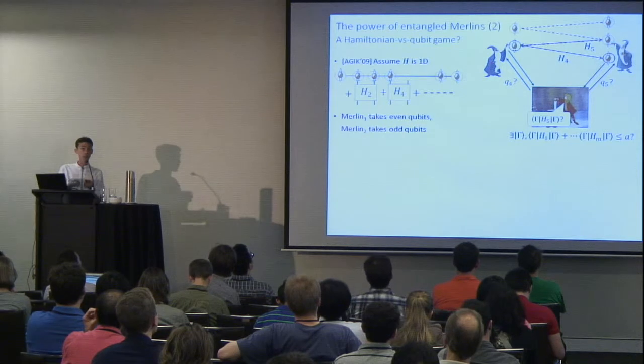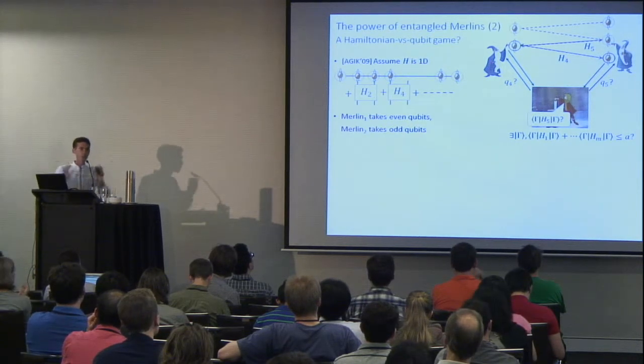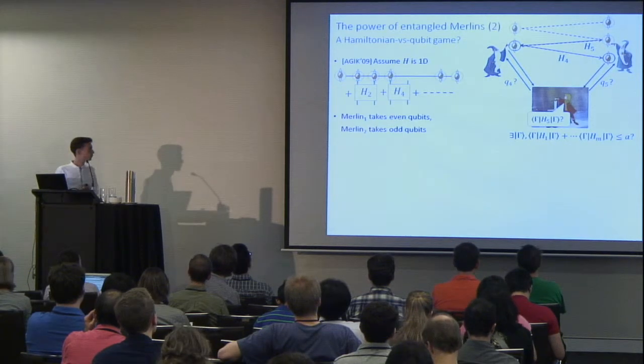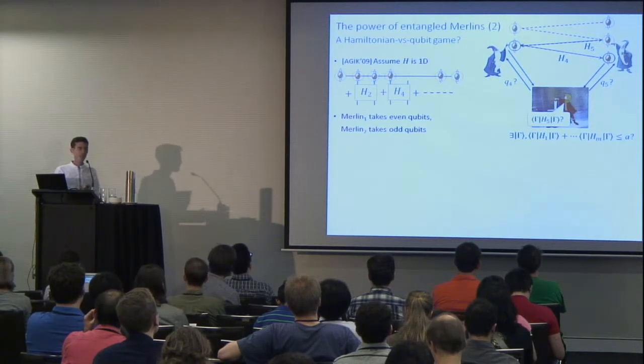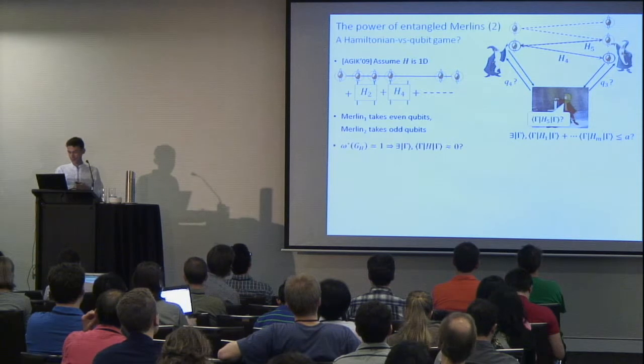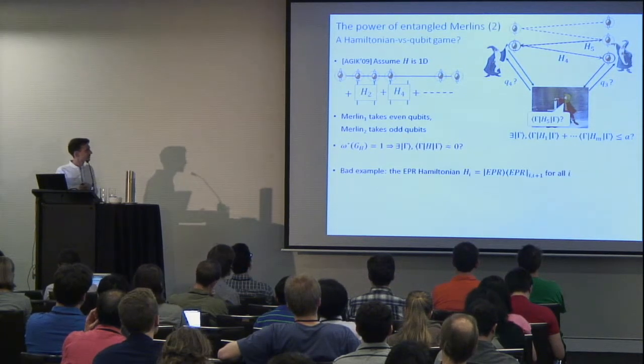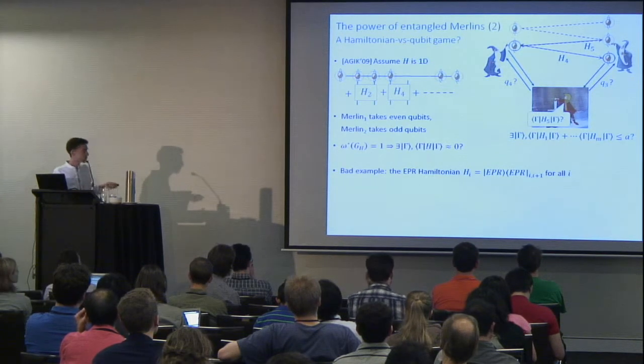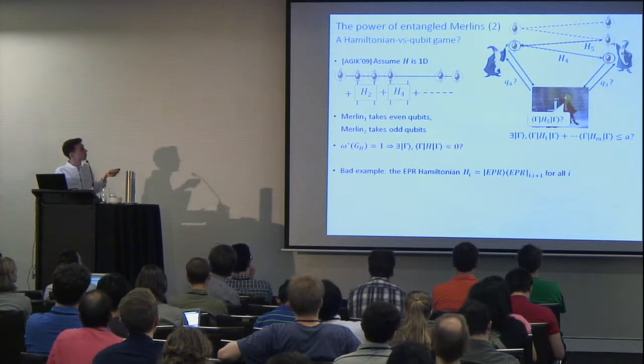And now I have something that makes more sense than before. There's no necessity of checking consistency anymore because I a priori decided how I was going to split the proof in between the Merlins. All right, does this work? To give it away, it doesn't, but here's an example that I think is interesting. Call it the EPR Hamiltonian. Imagine your local Hamiltonian is very simple.